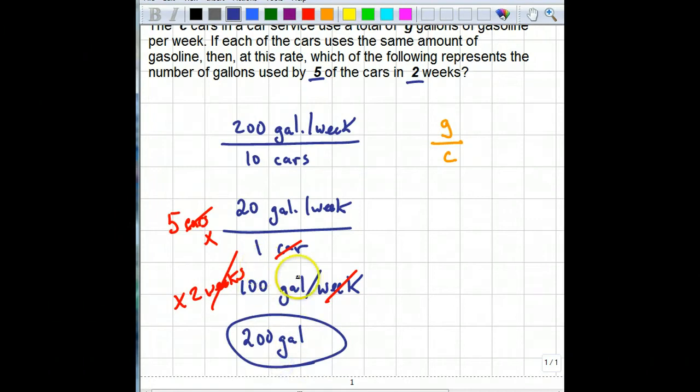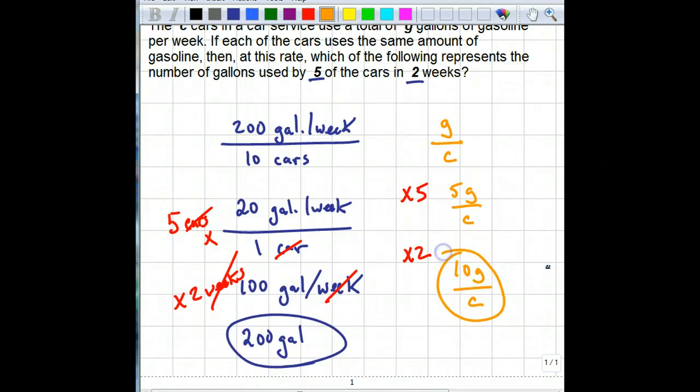Now, if we apply this model over to the abstract, right, we're going to do the same thing. We're going to multiply by 5. And then we'd end up multiplying by 2. So that would give us 5G over C, and then multiplying by 2 would give us 10G over C. All right, so if you go back to the College Board's question, that would make the correct answer choice E.